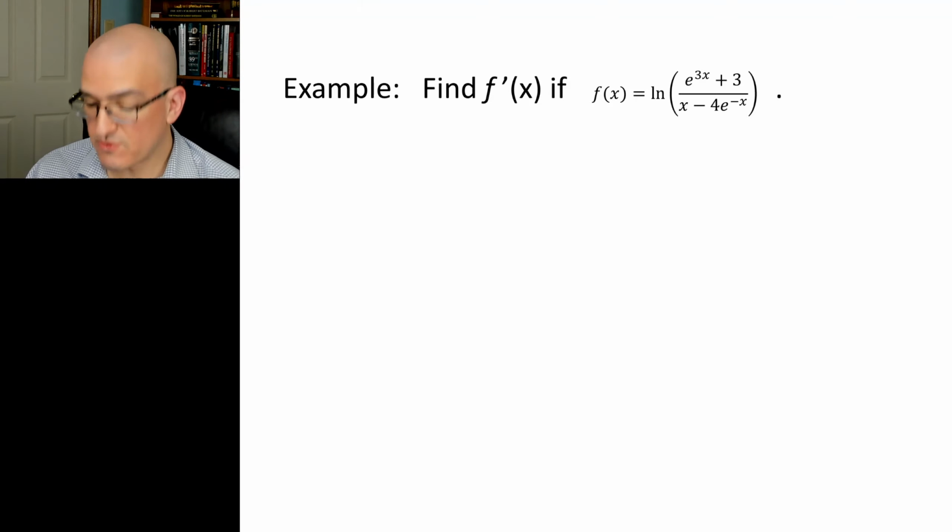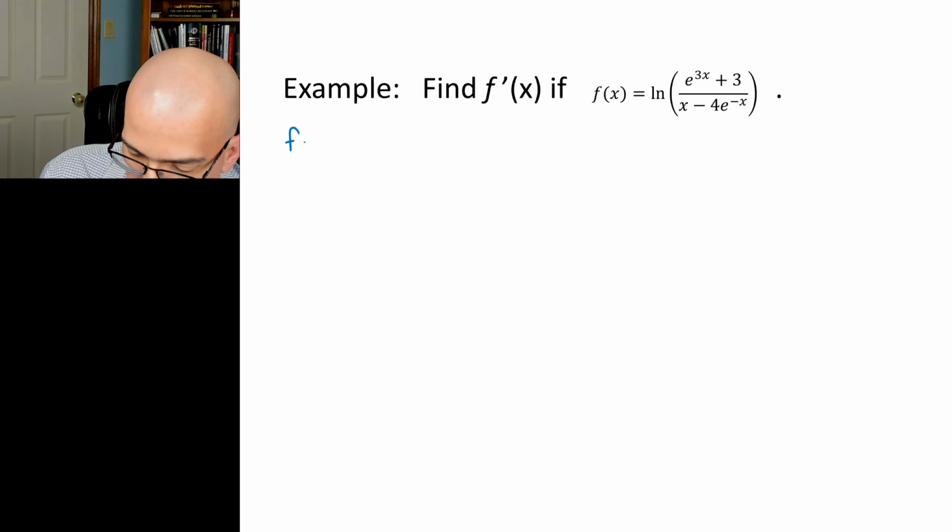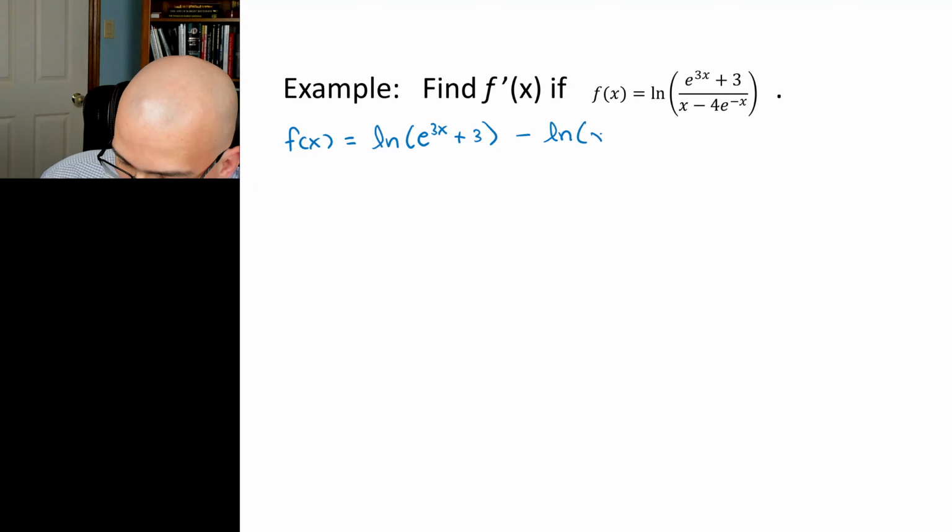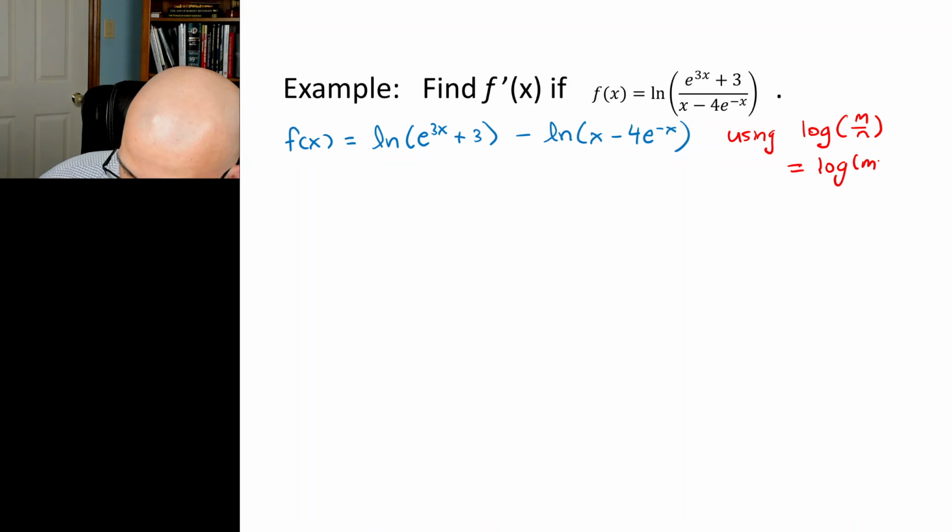The smartest thing that you can do is the following: you can write f of x is equal to the ln of e to the 3x plus 3 minus the ln of x minus 4 times e to the negative x. And how that happened was we used the log property. The log of m over n is equal to the log of m minus the log of n.